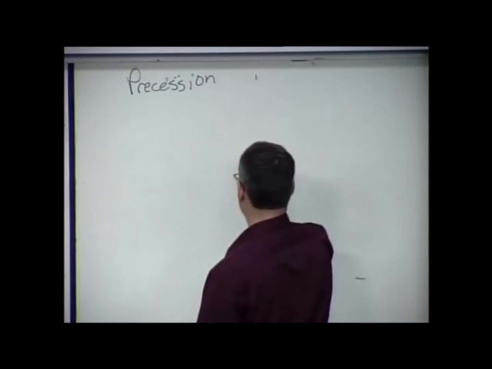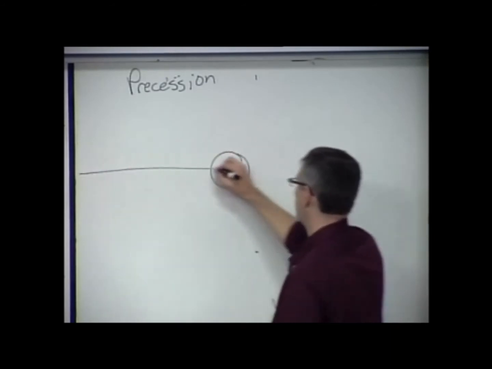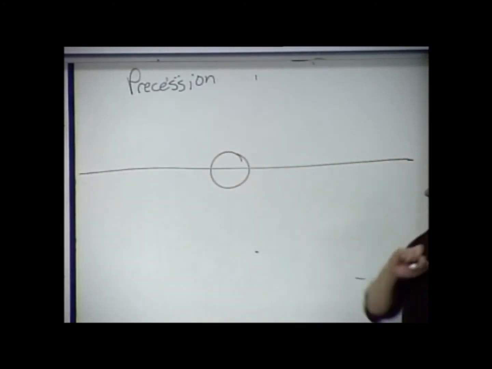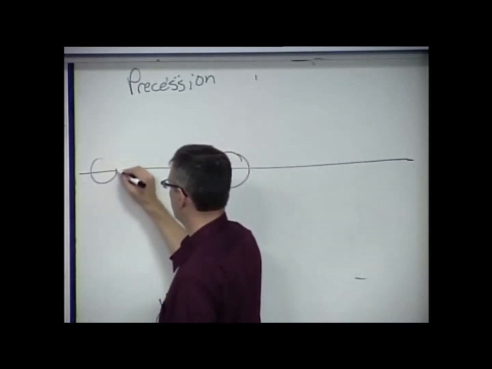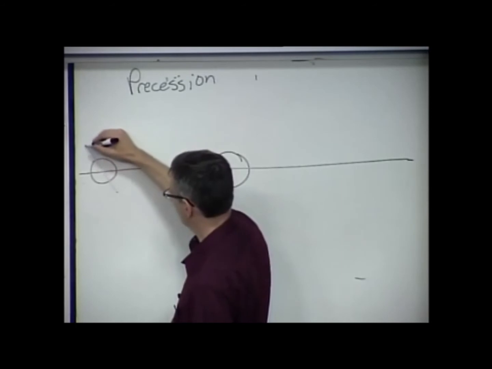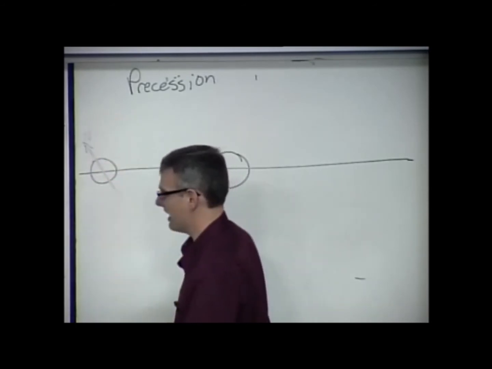So let's see. I got the sun. Here's the orbital plane coming out of the board that the Earth makes with the sun. Here in the northern hemisphere, when our rotational axis points away, we get summer.